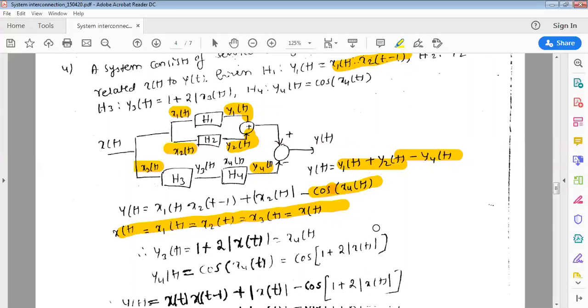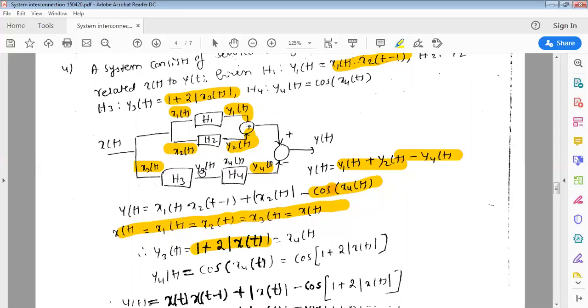Now, what is your y3 of t? y3 of t is the input arrived from h3 of t. What is your h3 or y3 of t? It is equal to 1 plus 2 x3 of t. So I'll write 1 plus 2 instead of x3. x3 of t is nothing but x of t. I'll write 1 plus 2 x of t.